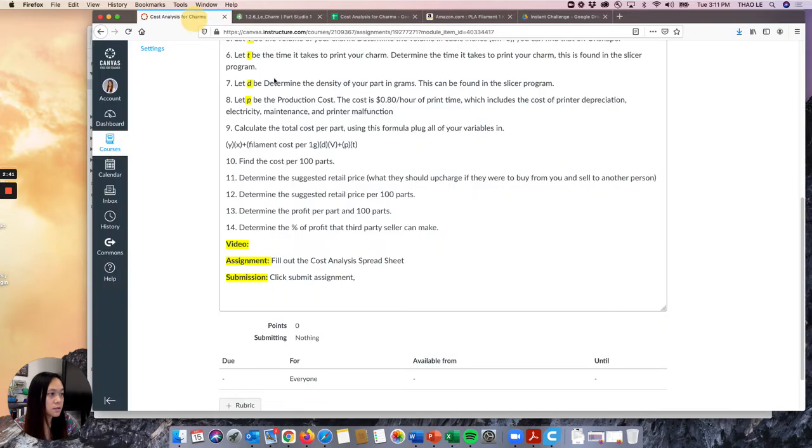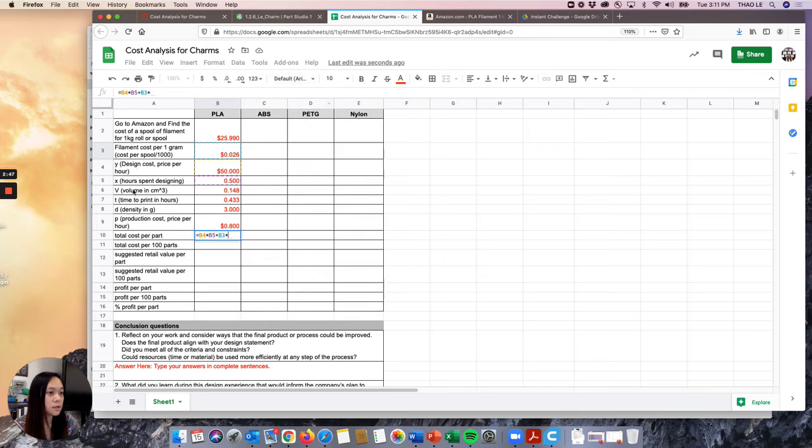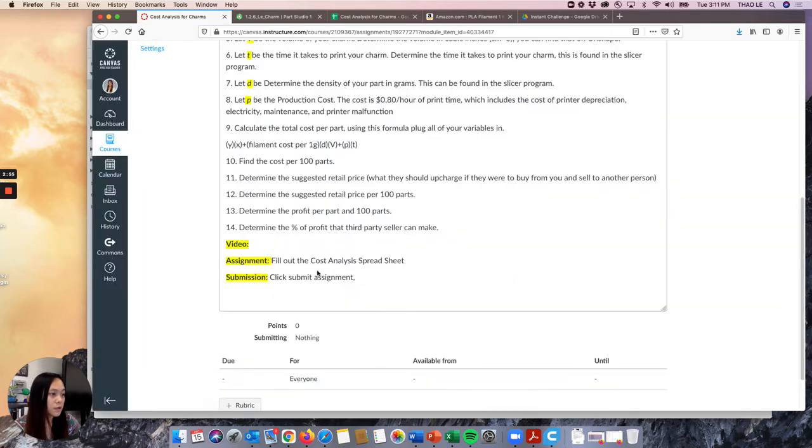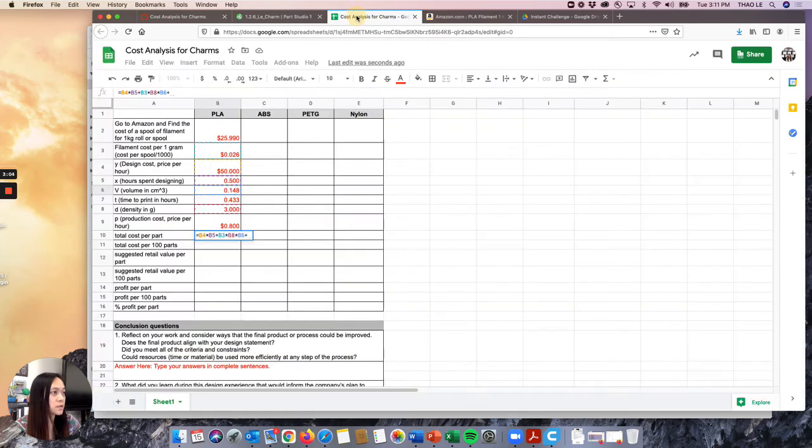times, let's see, D and V, so density and volume. So density, where's density? Density times the volume, which is V. And then plus, I believe it should be production cost times the time it takes to print it. So production cost is P times T, which is time to print in hours. Okay, so I'm going to hit enter. It's going to cost $25.36 per part to create for every customer.